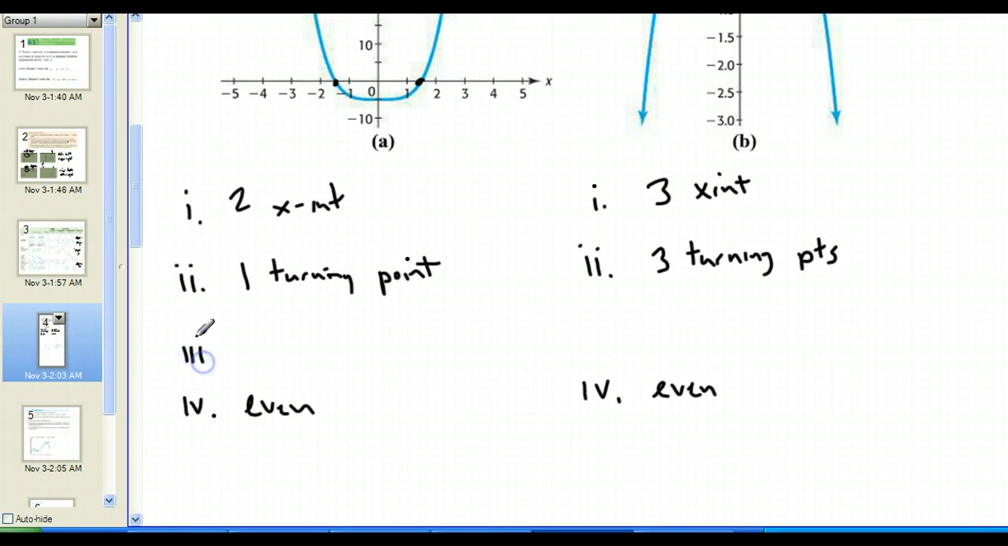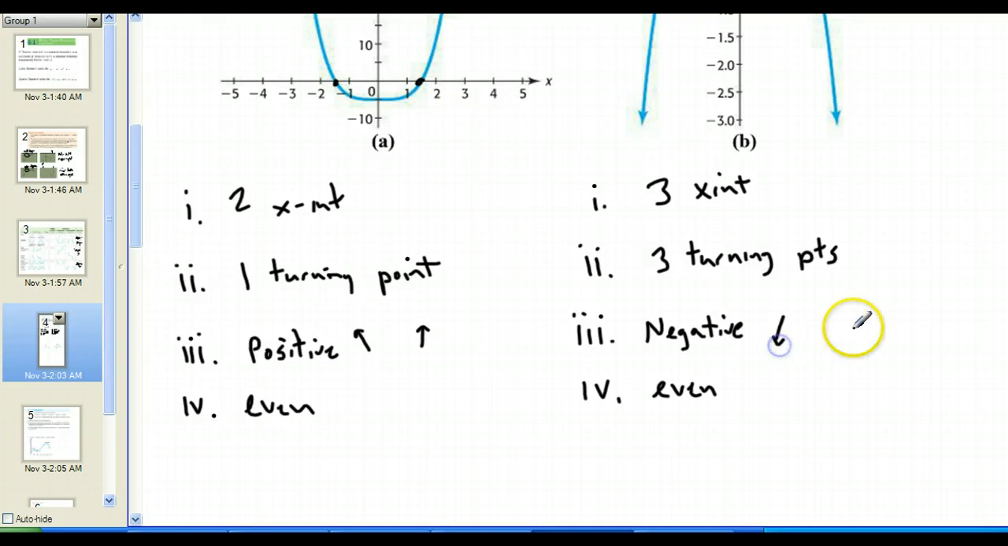When you have even degree, if it's up and up, then you have a positive leading coefficient. If it's down and down, then you have a negative leading coefficient. So this is positive because the end behavior was up and up. This is negative because the end behavior was down and down.